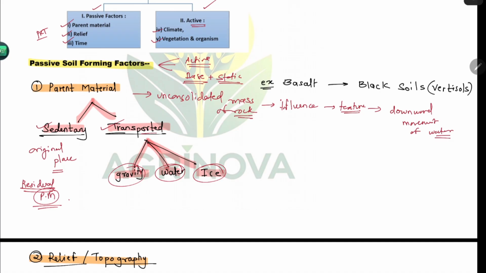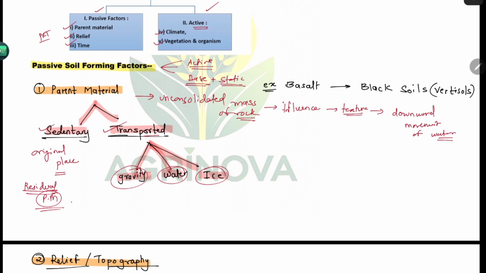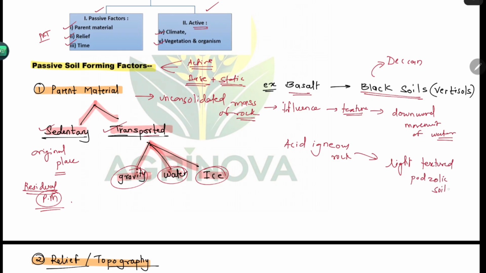Okay, so for example, we can see how parent material affects the soil forming process. If the parent material is basalt rock, it helps in the formation of black soil, which we can see in the region of Deccan. The next example: if the parent material is acid igneous rock, it leads to the formation of light textured podzolic soil. Or if the parent material is limestone, we can see the soil having calcareous minerals, or we can say the soil is calcareous soil. So we have seen how parent material affects soil formation.